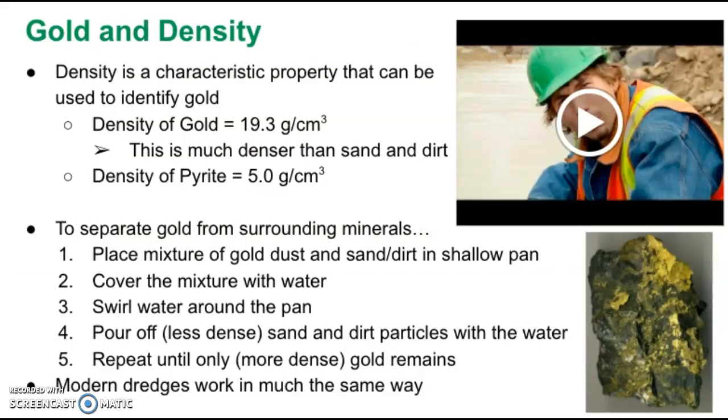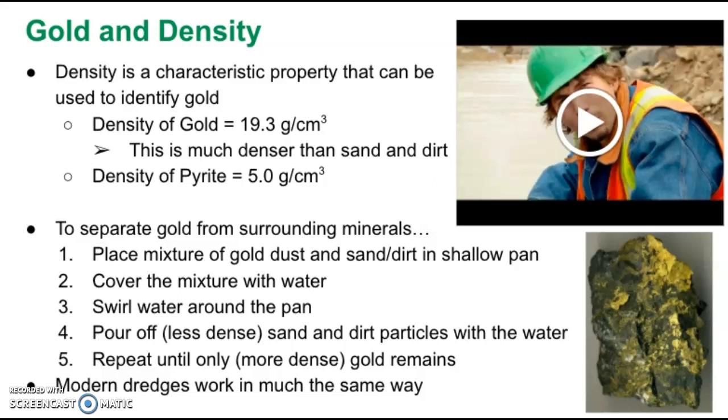So density is a characteristic property for many different pieces of matter, gold included. Remember that a characteristic property is one that you can use to set a type of matter apart from other matter that exists around it. Density is a characteristic property of gold because gold is really, really dense. If you look there on the screen, you'll notice that gold has a density of 19.3 grams per cubic centimeter. Now remember that label, grams per cubic centimeter, comes from the formula for calculating density, mass divided by volume. Grams is a mass measurement and cubic centimeters is a volume measurement.